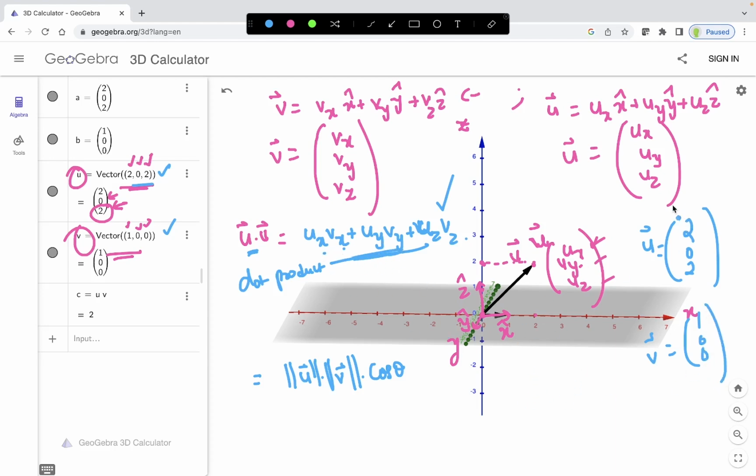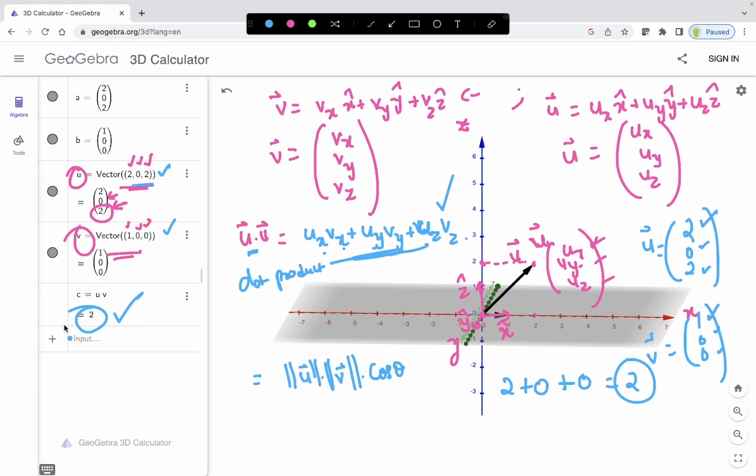So ux vx should be 2 multiplied by 1, that is 2. uy vy should be 0 multiplied by 0, that is 0, plus again uz vz should be 2 multiplied by 0, that is again 0. So the resultant value of the dot product of two vectors u and v is basically a value of 2, which is again shown here. And this is how you calculate the dot product of two vectors.